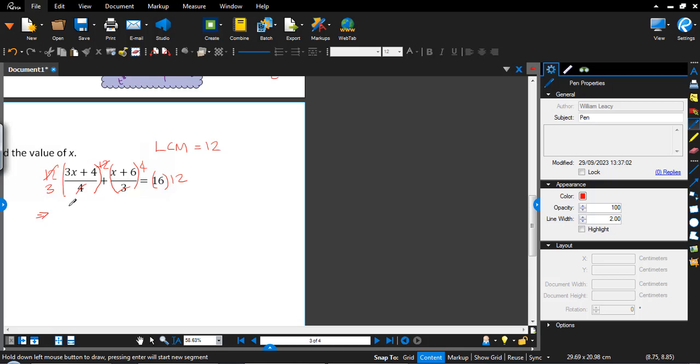Okay. 3 times 3 is 9x. So 3 times 3x is 9x. 3 times positive 4 is positive 12. Plus 4 times x is 4x. There's huge lag on this, on my sketch pad. 4 times positive 6 is positive 24. Right, that's an x.